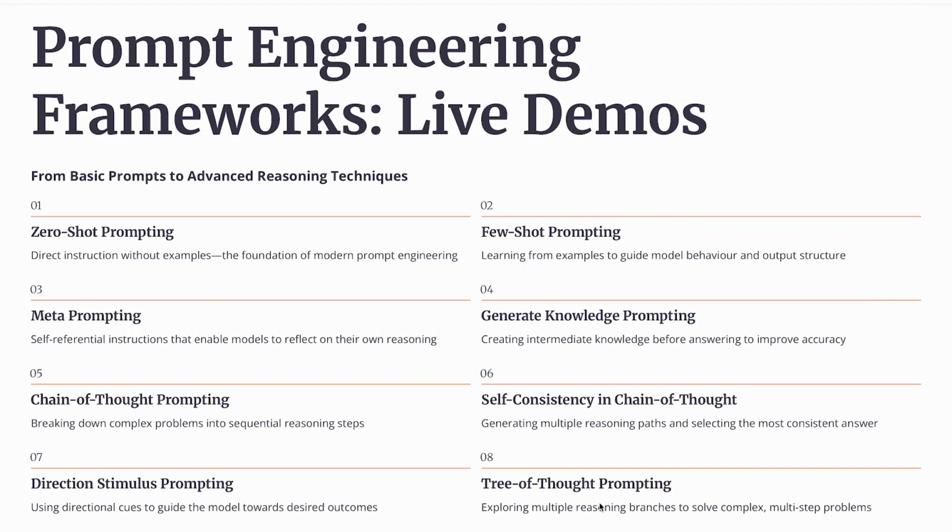Now in this video, we are going to explore the most important prompt engineering frameworks used with modern AI systems. We will start with fundamentals like zero shot and few shot prompting, and then move on to more advanced techniques such as meta prompting and generate knowledge prompting. From there, we will dive deep into the reasoning based approaches, including chain of thought, self consistency, direction stimulus prompting, and tree of thought frameworks.